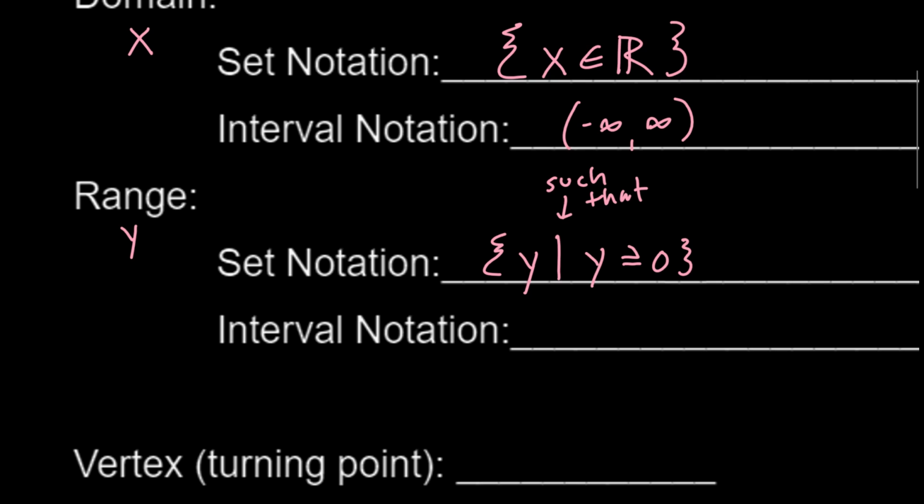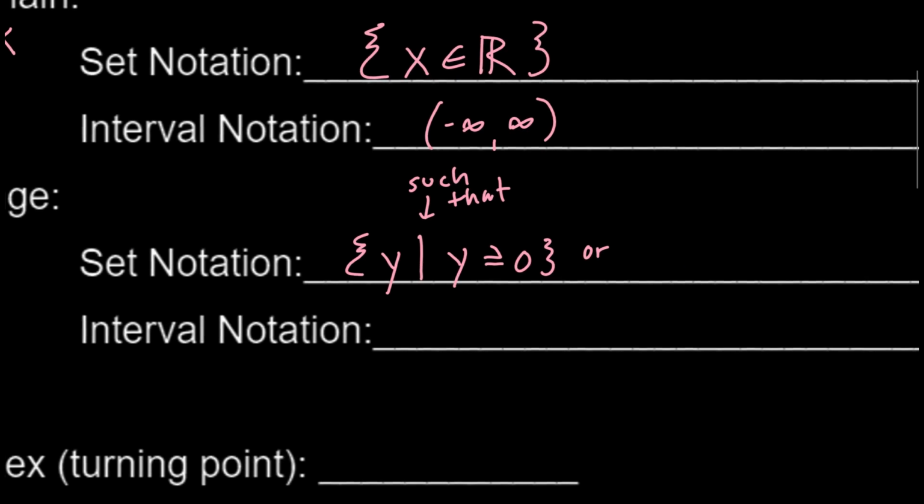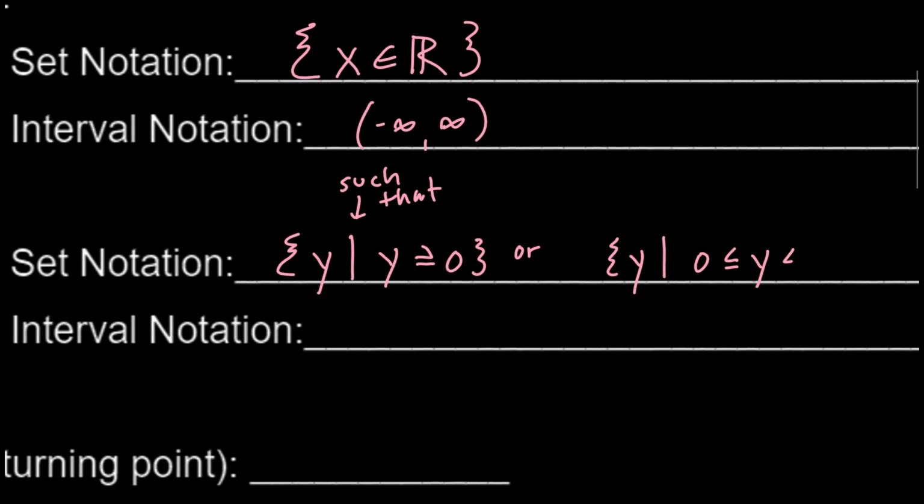So, I will also accept if your brain doesn't really think that way, oh, y is always greater than 0. What you could do is the full interval. So, y is bigger than or equal to 0, but it's less than infinity. That is also correct. Is it more writing? Yes. It's more writing.